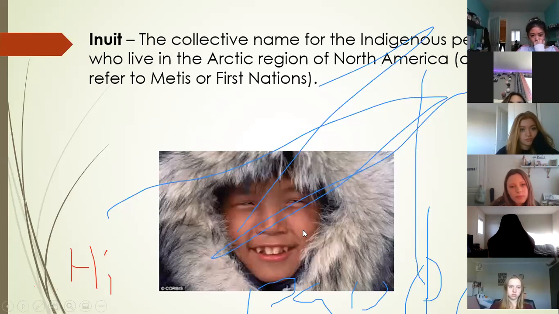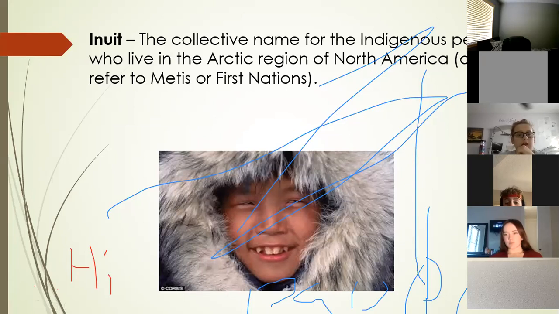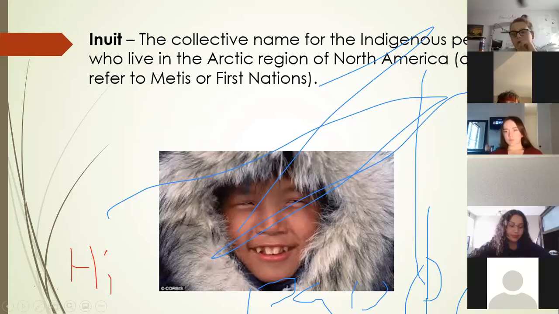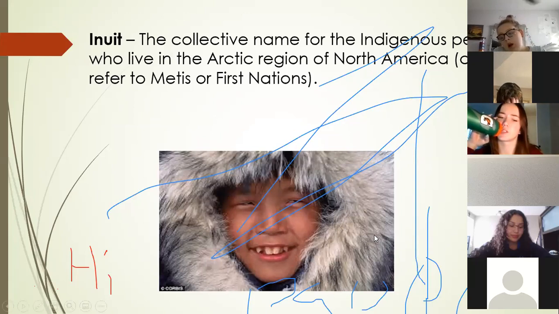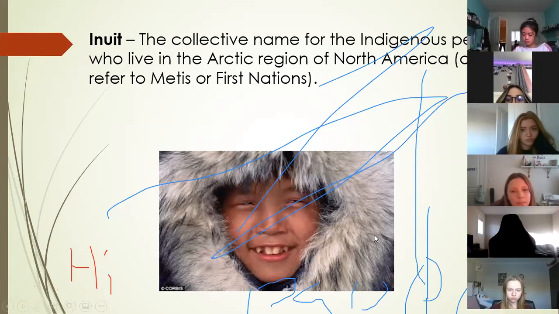Then finally, we have the Inuit people. Now, oftentimes the Inuit people are referred to as Eskimos. Eskimos is not an appropriate name for them. They're not Eskimos, they're Inuit, okay? And they live in the Arctic region of North America. So like in the Arctic Circle, up by Nunavut, okay? They would be living up in the Northwest Territories, okay? All right.